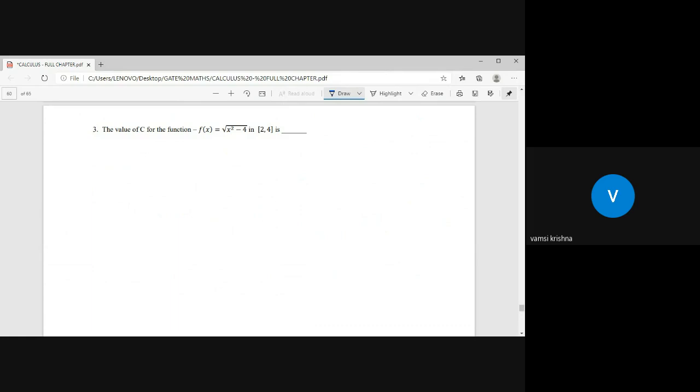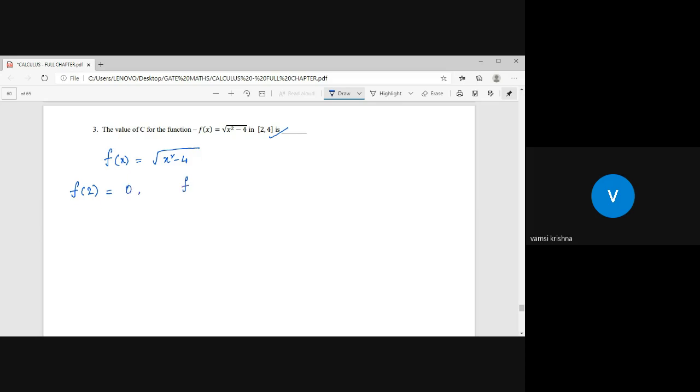Yes, given f of x is equal to square root of x square minus 4. The given interval is 2 comma 4, so let us substitute these values to know the type of theorem. F of 2 is root of 2 square minus 4, so it will be 0. F of 2 is 0.